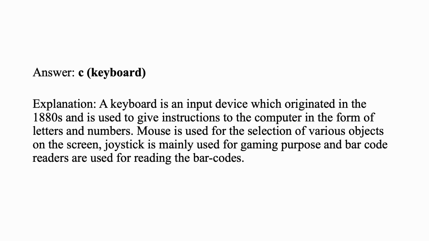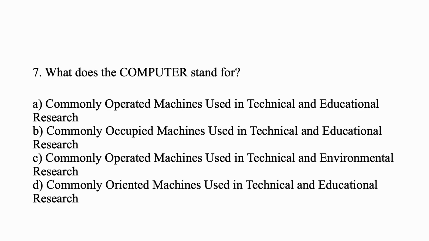Okay, so next question number 7. What does the computer stand for? कंप्यूटर की full form basically क्या है? आपके options हैं. Number A is commonly operated machines used in technical and educational research. B is commonly occupied machines used in technical and educational research. C is commonly operated machines used in technical and environmental research. And D is commonly oriented machines used in technical and educational research.